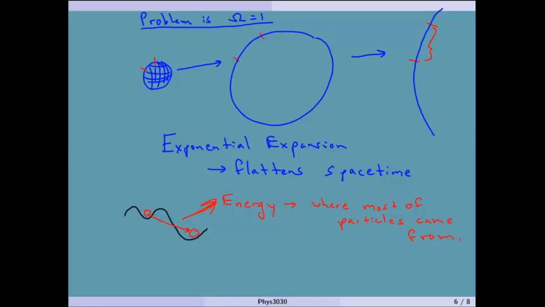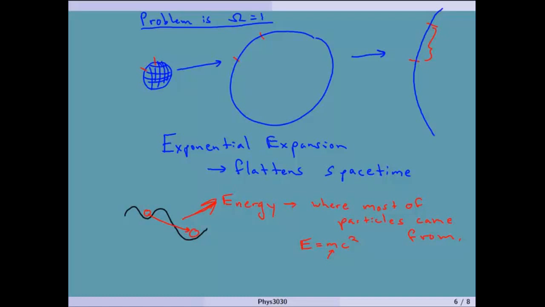That huge release of energy, remember again, E equals mc squared, right? So energy is equal to mass when we're talking about really fast moving things. All of that energy gets dumped into photons and protons and neutrons, and a lot of the particles that we see today are from inflation. They're all described by inflation.